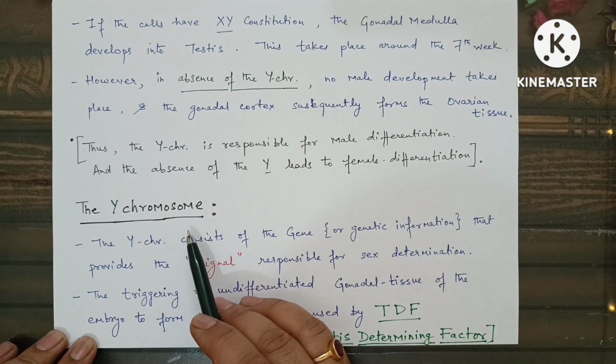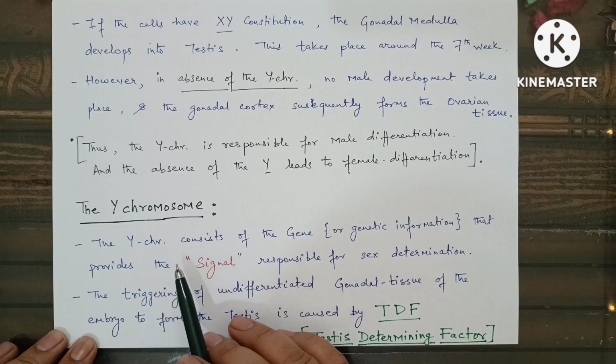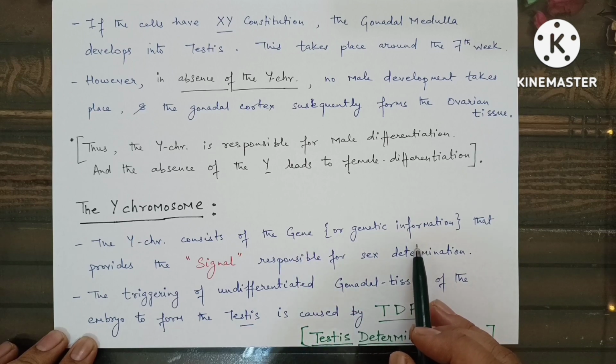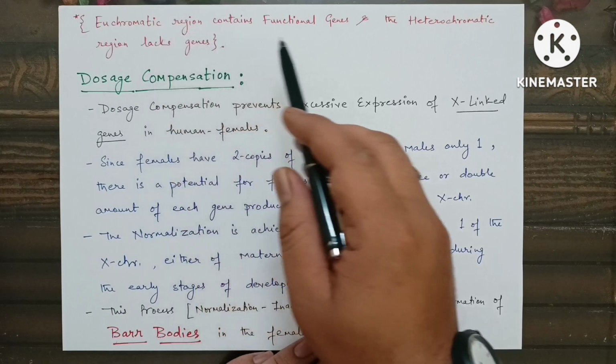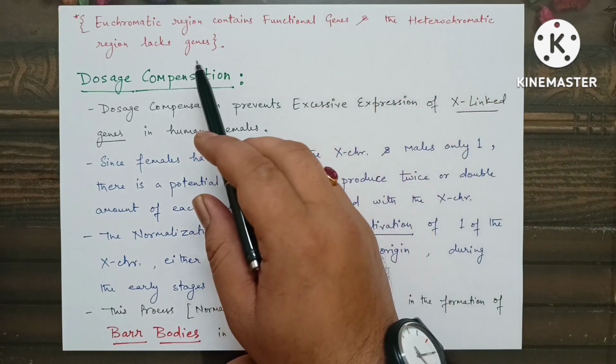The Y chromosome consists of a gene or genetic information that provides the signal responsible for sex determination. The triggering of undifferentiated gonadal tissue of the embryo to form the testes is caused by TDF, or the testis determining factor. Euchromatic region contains functional genes and the heterochromatic region lacks genes.